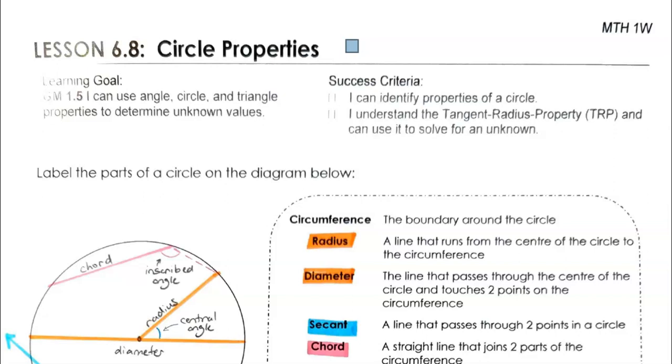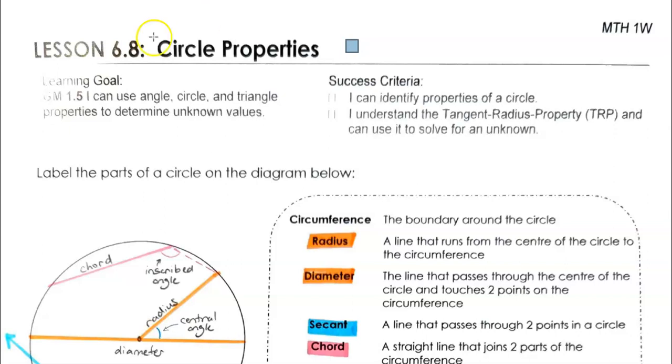Hi guys. So I'm away today, as you can hear. My voice is not so good, but because I'm a crazy teacher, I'm still going to film a lesson, and I am going to teach you all about circle properties. So make sure that your volume is up high, and we'll see how long my voice lasts.